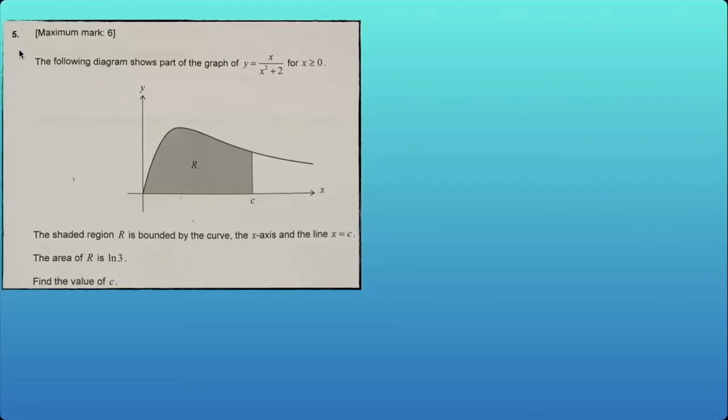Number 5, the following diagram shows part of the graph of y is equal to x over x squared plus 2, where x is greater than or equal to 0. This shaded region R is bounded by this curve and the line x is equal to c. The area of R is given, which is ln 3. Find the value of c.